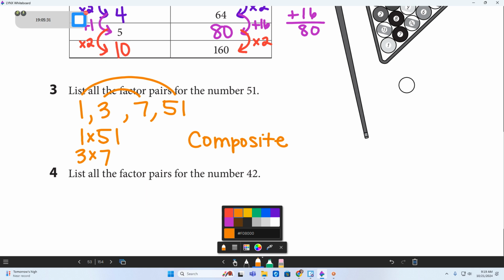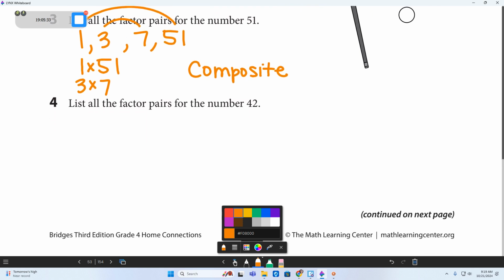Somewhere under the rainbow, factors fly. To get a product, they're the numbers that you multiply.